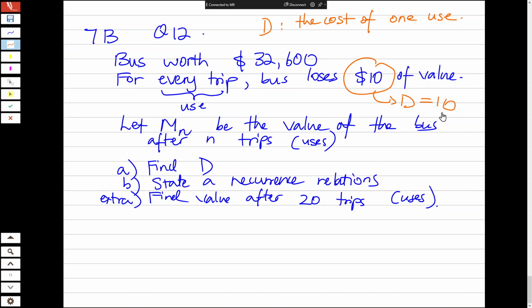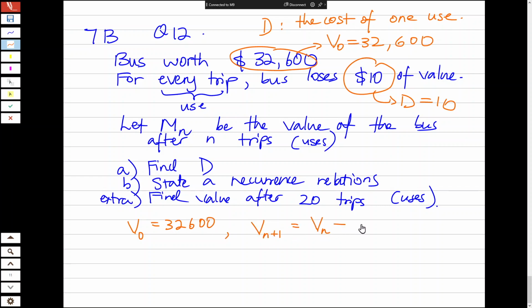All right. What do I need for a recurrence relation? Do we have it? Yep, 32,600. Excellent. All right, V naught equals 32,600. V n plus 1 equals V n minus D, which in this case is 10. Okay, that's your answers to part A and B there. So you've actually finished the question already.